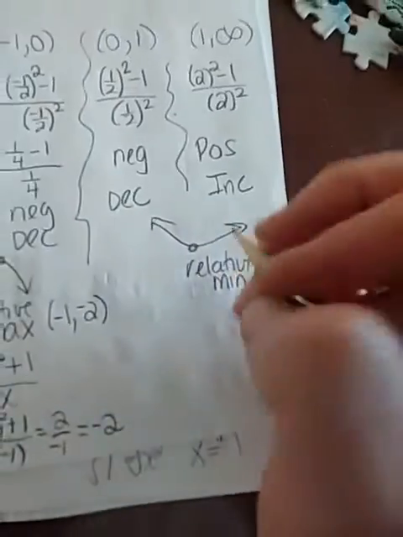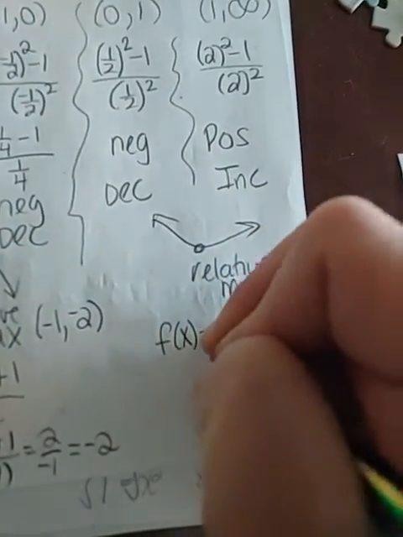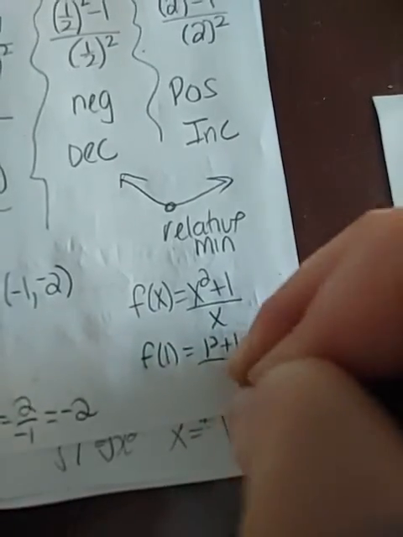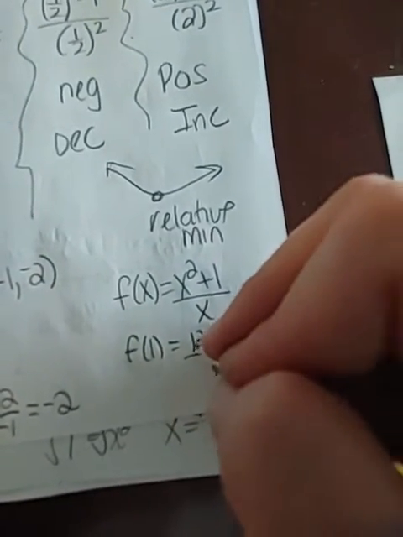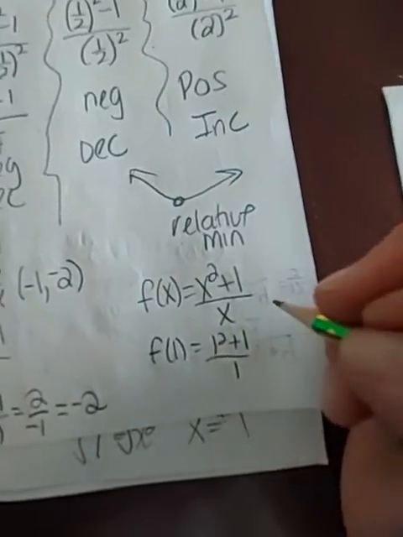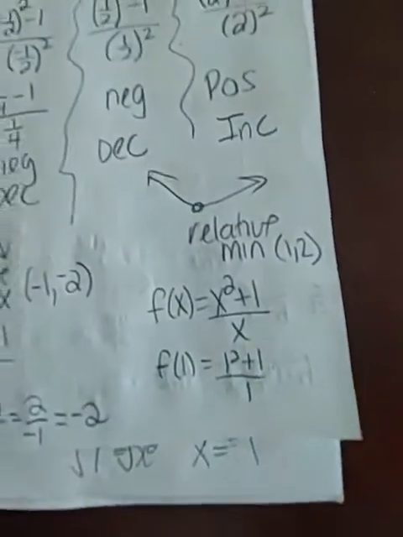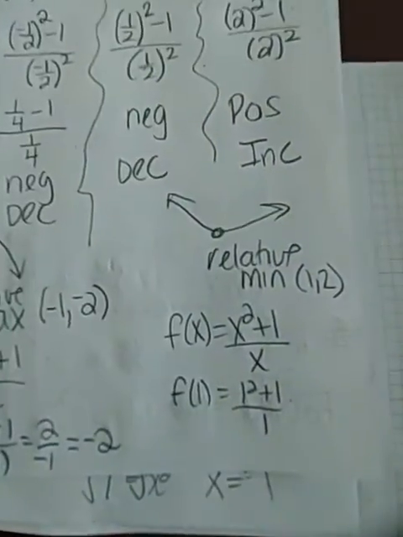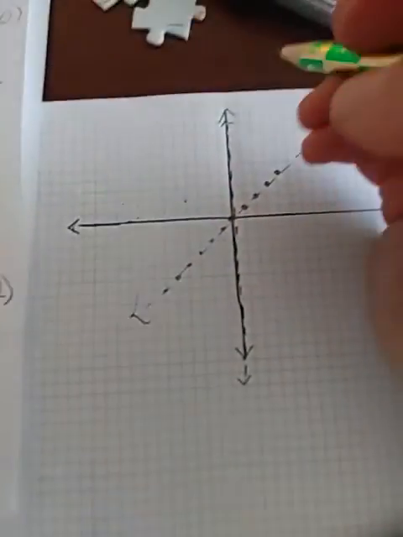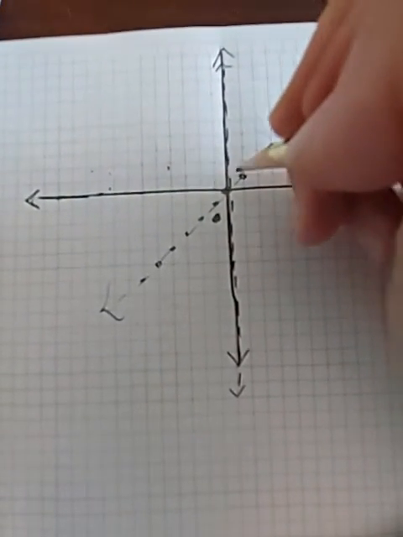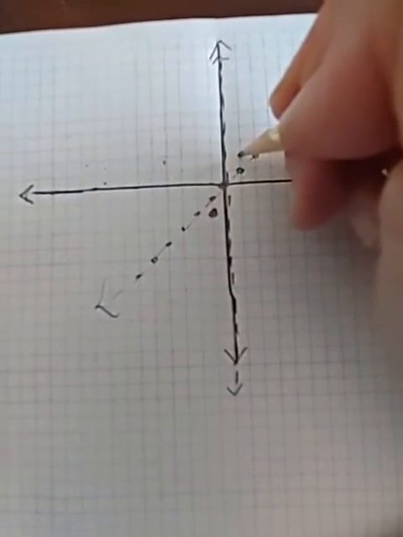All right, now I have to find my relative minimum. Same deal, I'm putting it into the original function to find the point on the function. I'm putting in 1. So I have 1 squared plus 1 is 2 over 1, which is 2. So my relative minimum is 1, 2. All right, so let's plot these things. Negative 1, negative 2 is right over here, and 1, 2 is over here.